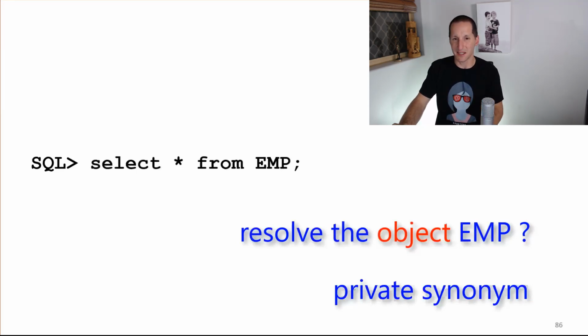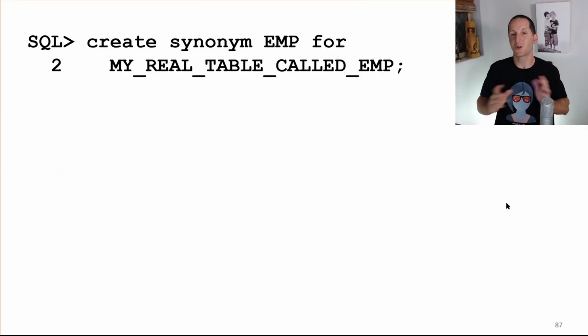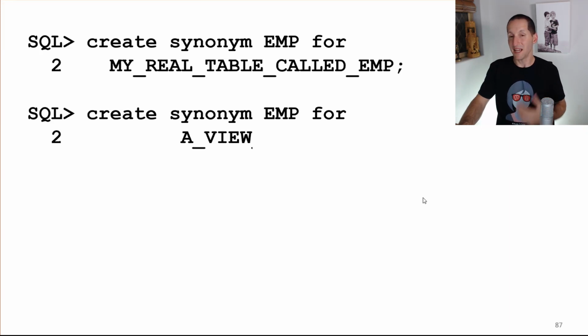A private synonym is a synonym that exists in your schema only, your user only, which is used as a means of redirection to maybe some other name. So it could be something like this. When I do select star from emp, there could be a private synonym called emp, which actually simply points to a different name in the same schema. My real table called emp. It could be a private synonym that just points to another object in your schema. It doesn't have to be a table. It could be a synonym that points to a view in your schema.